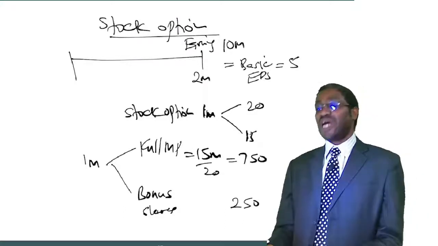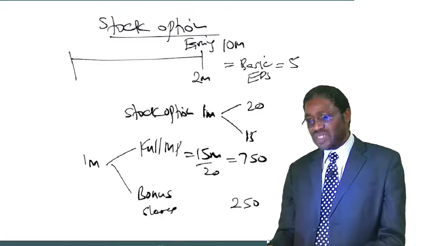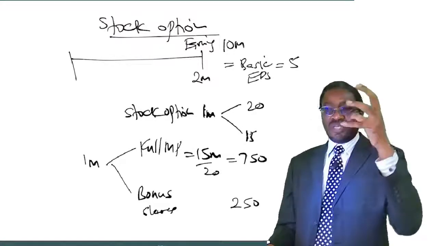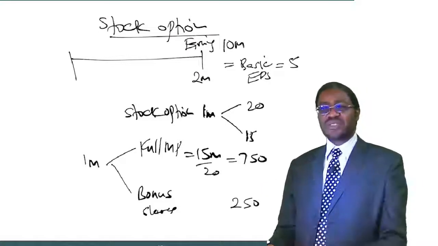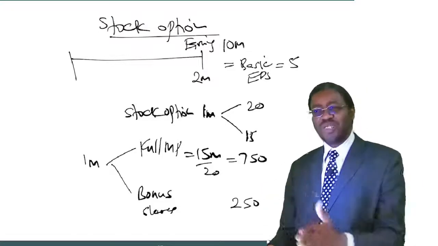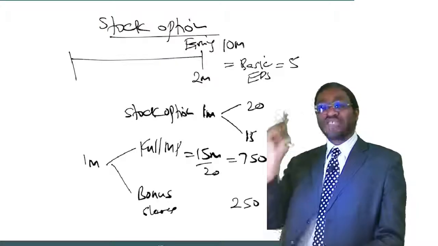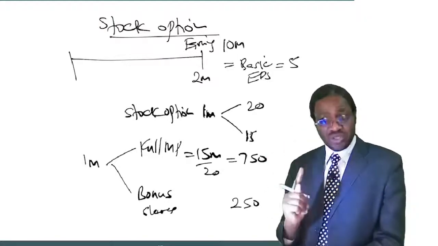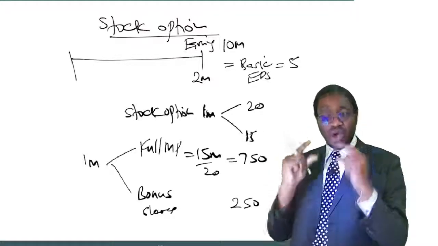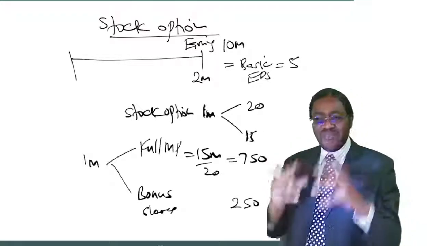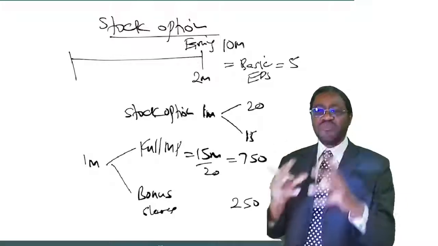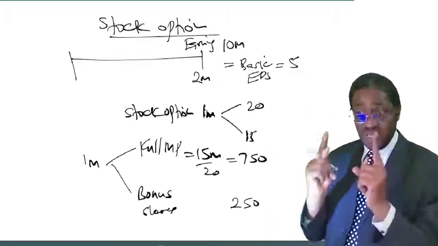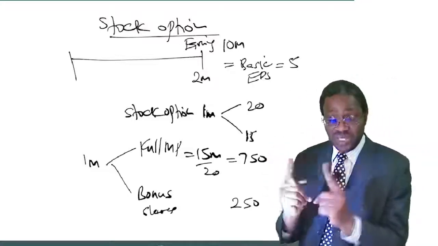Now listen. I told you, these potential ordinary shares cause dilution. They cause dilution because shares will be given to those guys, whoever they are, for free. Shares will be given for free.